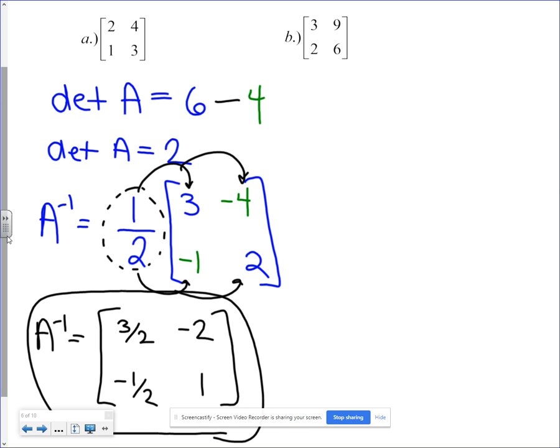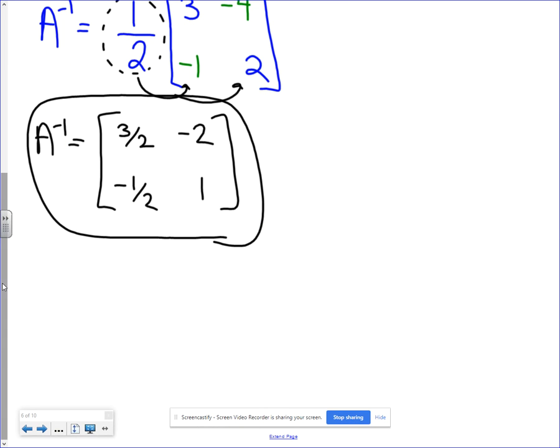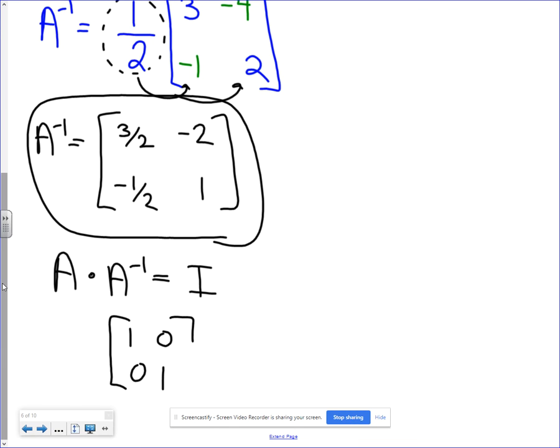If I was to take this matrix, let's call it A, and multiply it by its inverse, remember I would get the identity matrix. I would get the matrix that had 1, 0, 0, 1. That's how you can check it if you want to. You don't have to check them.